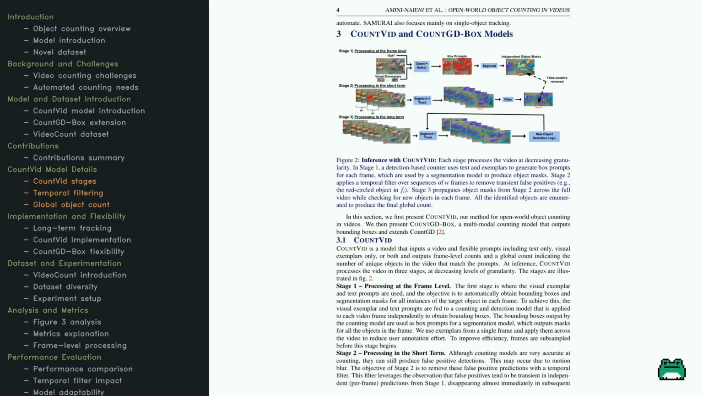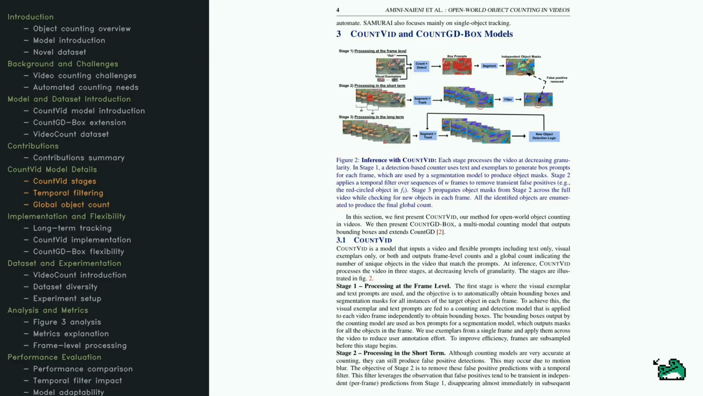Let's explore how COUNTVID works. It uses a clever 3-stage process for counting objects in videos. In the first stage, the model takes text descriptions and image examples to create box prompts for each video frame. This helps identify where objects might be, and a segmentation model then turns these prompts into object masks. Think of it as highlighting areas of interest in each frame.